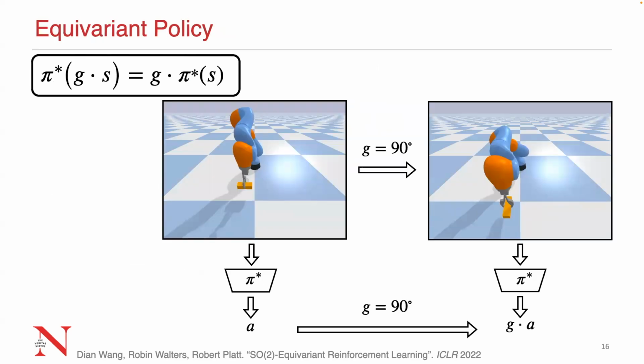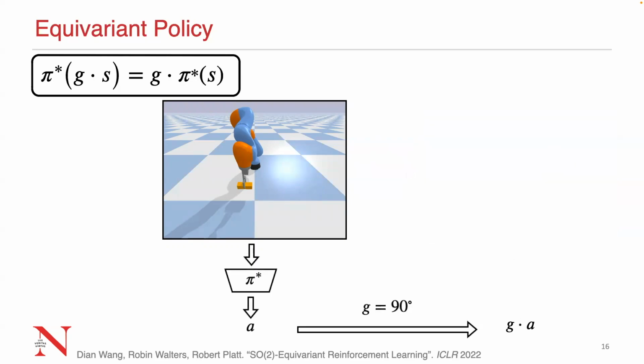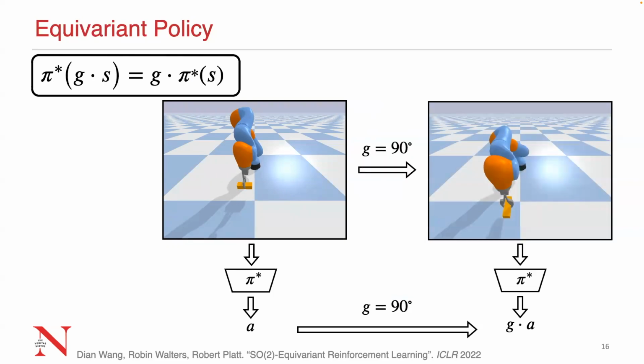First slide, look at the equivariant policy function. What I mean by equivariant is that when the state is rotated, the output action should be rotated accordingly. So that means if we rotate the state and then send the rotated state to the optimal policy function, we should get the same action as sending the unrotated state to the optimal policy function and then rotating the optimal action. This is an equivariant property in the optimal policy function.